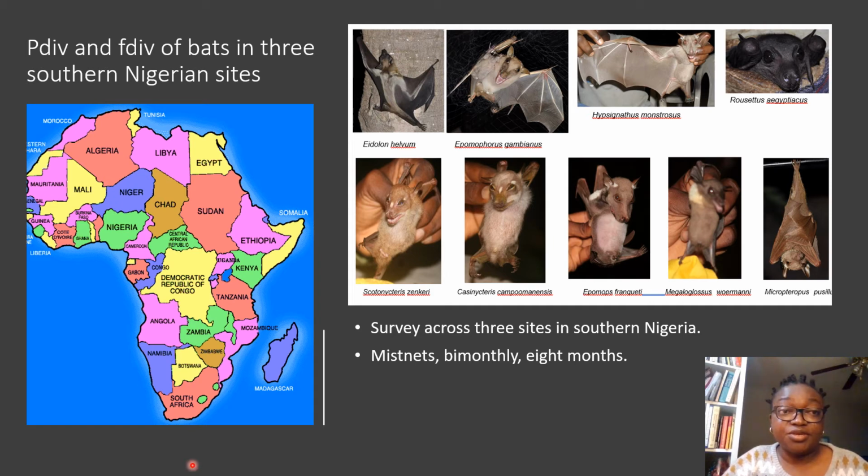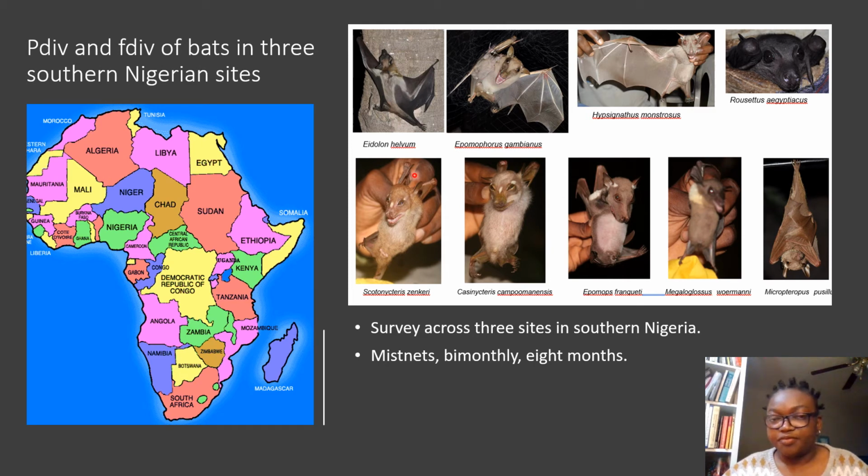The data we're going to use today comes out of my master's, where I was collecting bats across 3 localities in Nigeria. And this is where Nigeria is in Africa, if you don't know. I was basically just surveying across localities in the south using mist nets, and I surveyed bats bi-monthly over an 8-month period. These are some of the species that I picked up, some really cool fruit bat species. I'm not showing the insectivorous bat species here, but there are also insectivorous bat species that I collected.